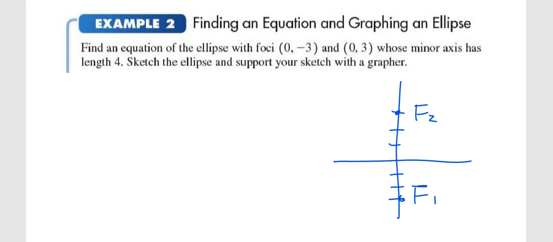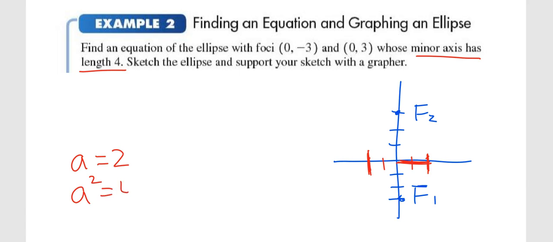It says that the minor axis has length 4. The minor axis would be edge to edge. So how far left and how far right should I go? I should be going 2 left and 2 right. So I know I'm going to be stopping there and stopping here. Do you know the value of A? By looking at the picture, can you tell me the value of A? It's 2, isn't it? What would you have for A squared? 4.